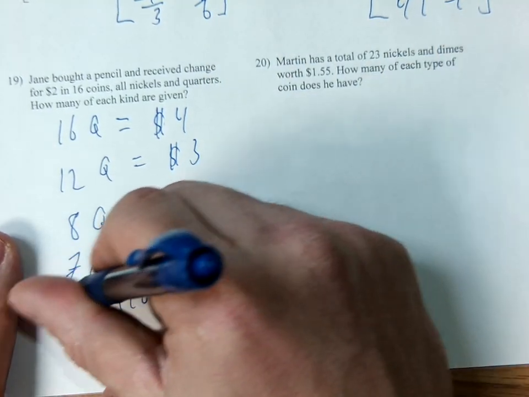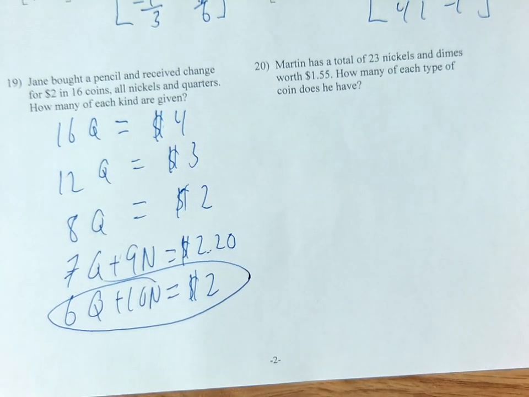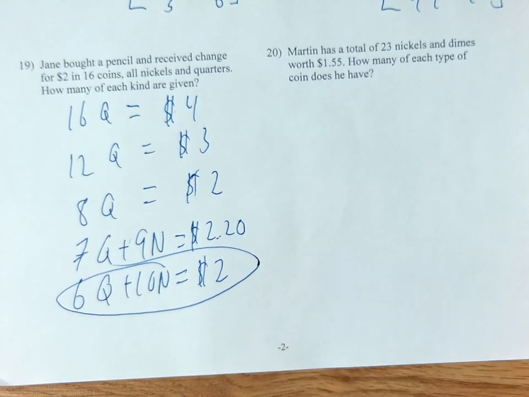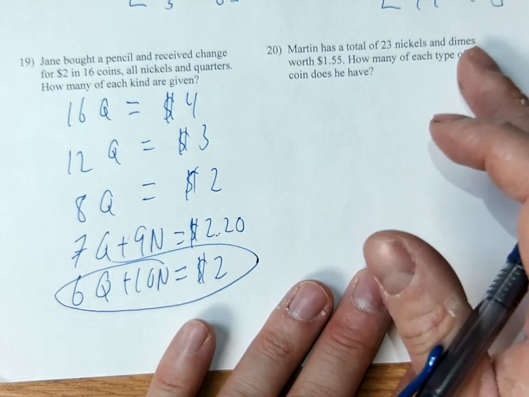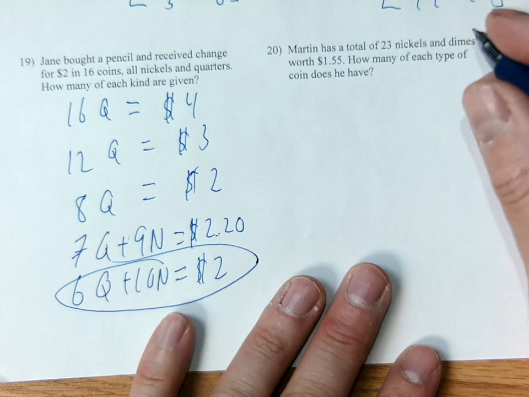This is how I would probably do this question if it was given to me on a standardized test. I would probably, as a teacher, not even set up the equations for it. You can set up the equations for it, but this is how I would probably do it. Second question is the exact same question, 23 coins, nickels and dimes.